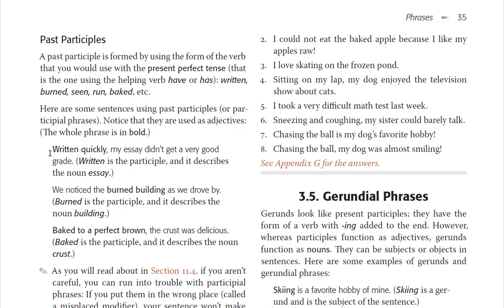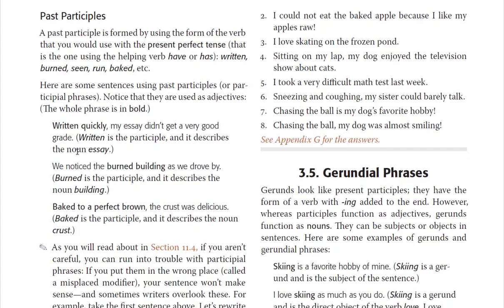And so here is how we conjugate the verb the way we would in the present perfect tense: have written. And then if you use the past participle as an adjective, that's known as a past participial phrase, or a reduced past participial adjective phrase, if you want to.